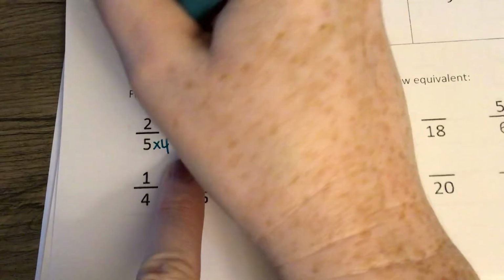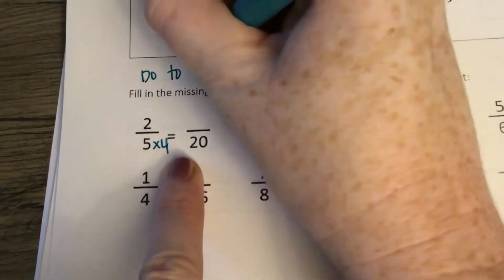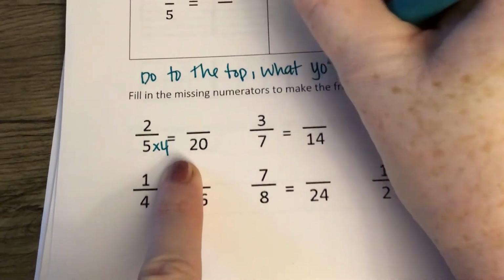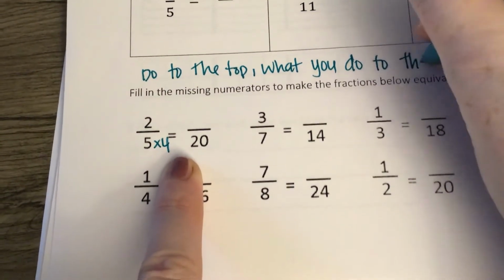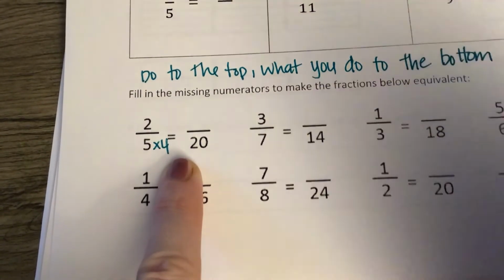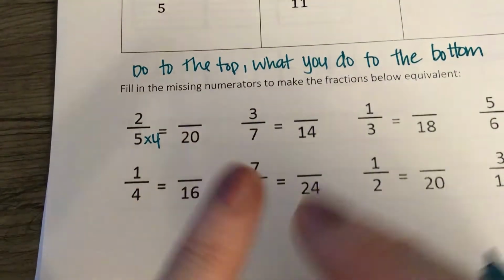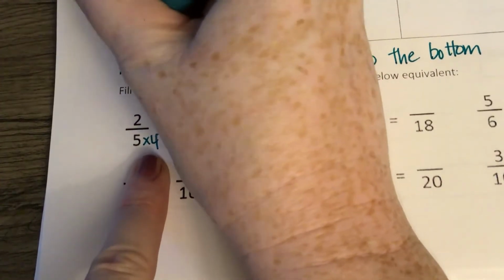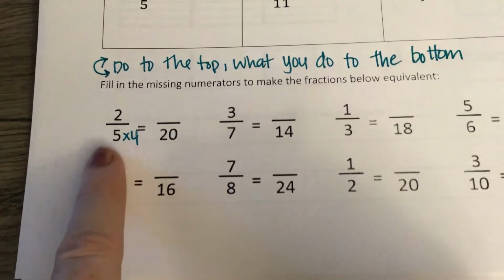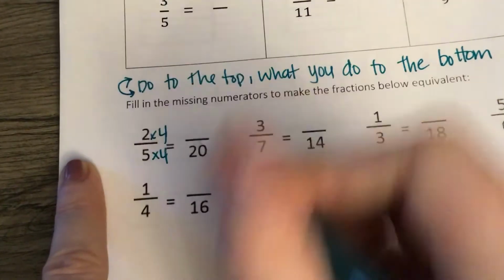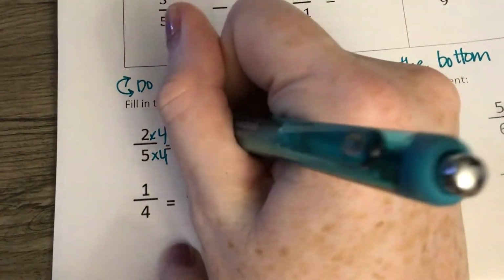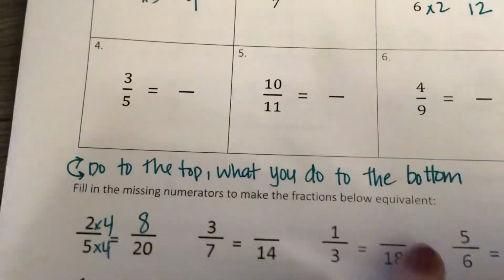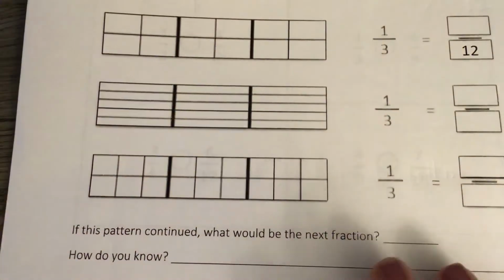And because our rule is whatever you do to the bottom, you do to the top, and vice versa. So whatever you do to the bottom, you do to the top, and whatever you do to the top, you do to the bottom. So we've done it to the bottom, and we flip-flop it. 5 times 4 is 20, so that means we have to multiply 2 by 4 as well. 2 times 4 is 8, so the equivalent fraction to 2/5 is 8/20. So hopefully that is kind of a refresher, makes a little sense.